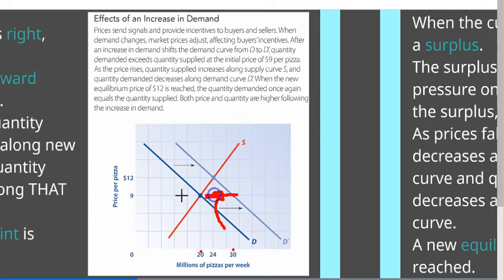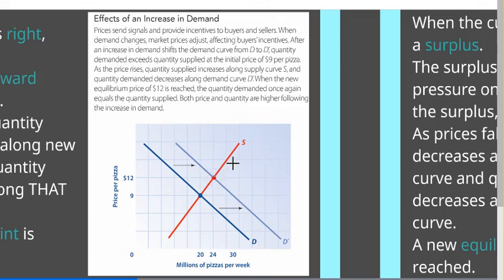And there is, oh my word, that is the worst upward arrow you've ever seen. Okay, that puts an upward pressure on the price. So as price increases, the quantity demanded decreases along a new demand curve. So I have a new demand curve right here. So as price increases, quantity demanded decreases along the new demand curve, and quantity supplied increases along the curve until the two quantities are once again equal.